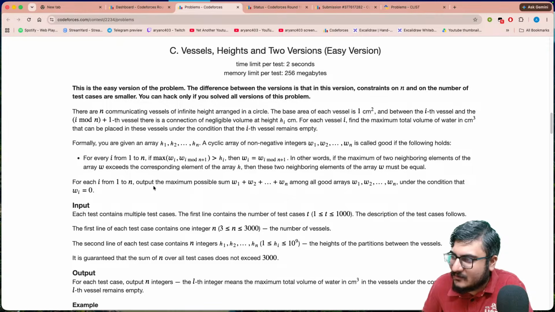For each i from 1 to n, output the maximum possible sum of W1 to Wn among all the good arrays under the condition that Wi is equal to 0.